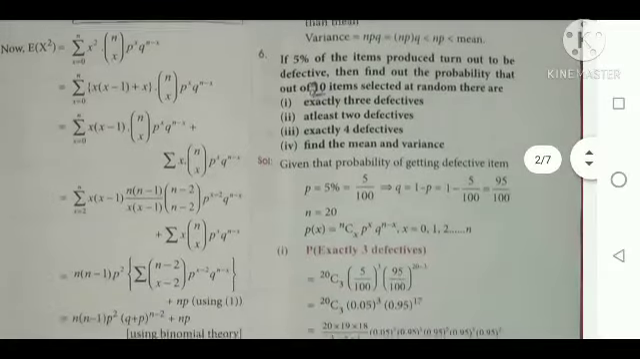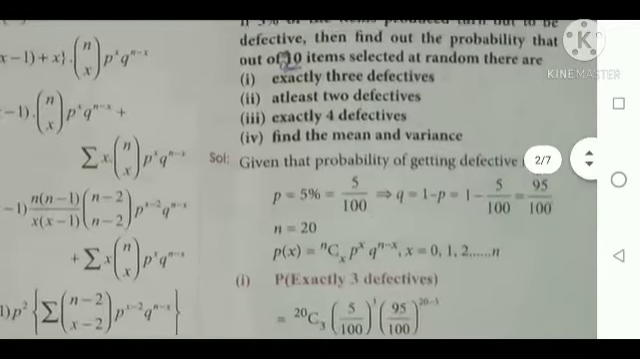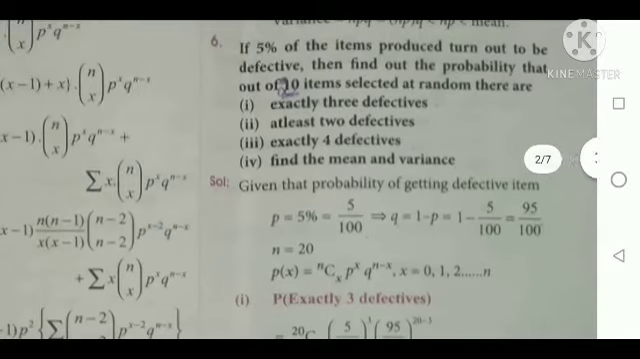The first question is the 6th question. The remaining sums are theory parts. If 5% of the items produced turn out to be defective, then find the probability that out of 20 items selected at random, there are exactly 3 defective, at least 2 defective, exactly 4 defective, and find the mean and variance. These are the 4 questions asked here.